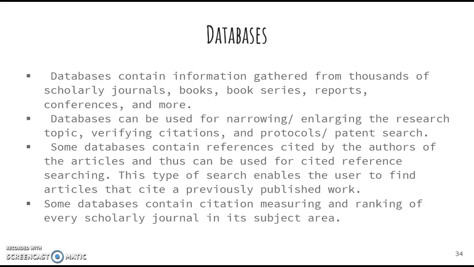Some databases contain references cited by the authors of the articles and thus can be used for cited reference searching. This type of search enables the user to find articles that cite a previously published work. Some databases contain citation measuring and ranking of every scholarly journal in its subject area.